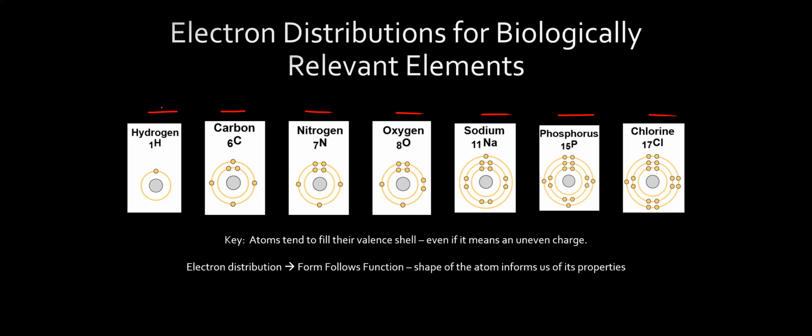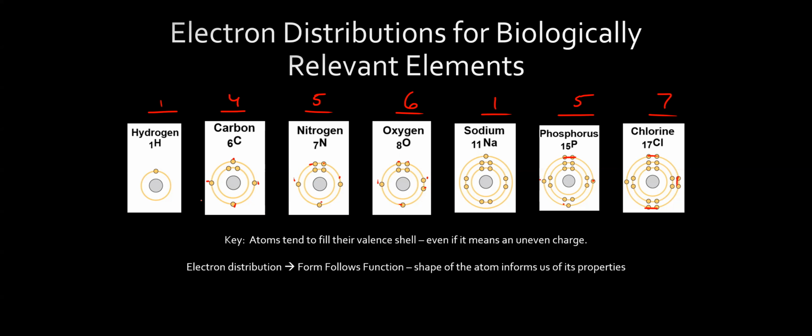Okay, so here they are. Hydrogen's just got the 1. Carbon has 1, 2, 3, 4. Nitrogen has 1, 2, 3, 4, 5. Oxygen has 1, 2, 3, 4, 5, 6. Sodium has 1. Phosphorus has 2, 3, 4, 5. And chlorine has 2, 4, 6, 7.